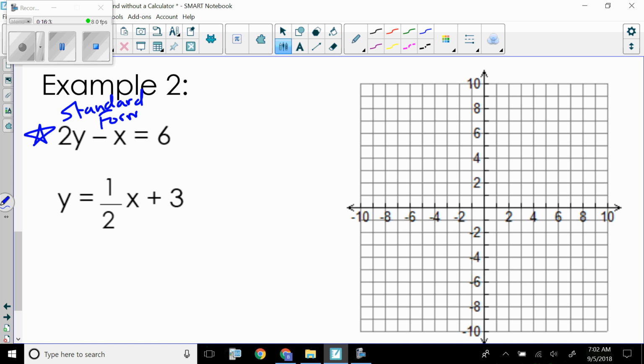So I use the cover-up method. If I cover up the y, I get negative x equals 6. Well, that's a negative 6. Remember that I want it as (-6, 0). And then if I cover up the x value, I would have 2y equals 6. Well, that's a y of 3. That's (0, 3). Go over here, graphically. We've done this before. Hopefully this isn't blowing anybody away. We have done this stuff before here.